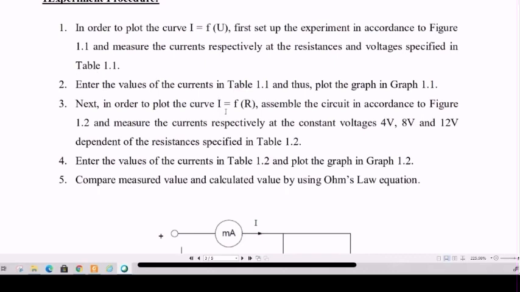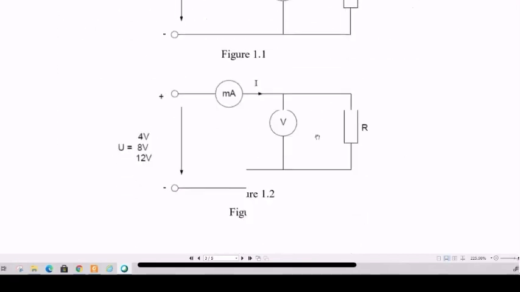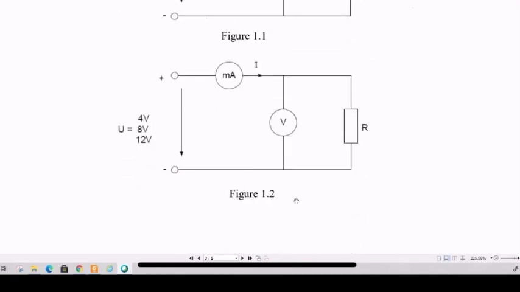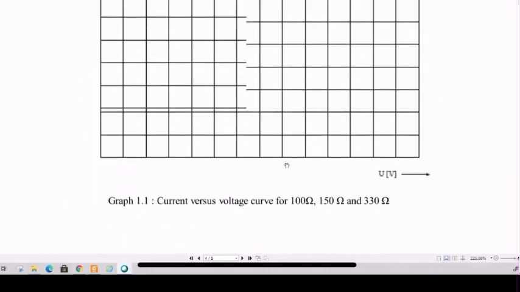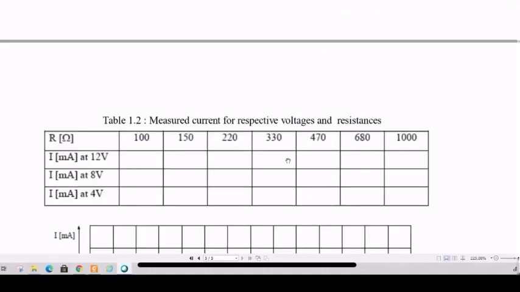Okay, number 3, in order to plot the curve I as a function of R, assemble the circuit in accordance with figure 1.2 and measure the current respectively at the constant voltage 4 volt, 8 volt and 12 volt, dependent on the resistance specified in table 1.2. So basically we have two experiments here, figure 1.1 and figure 1.2. Basically it's the same circuit, but the parameter is quite different.